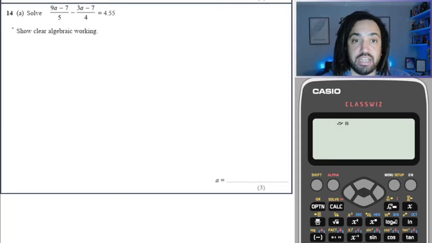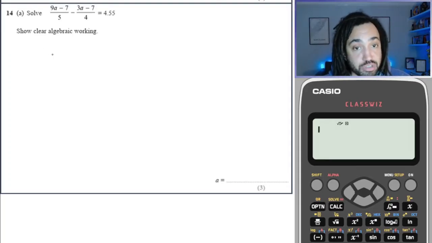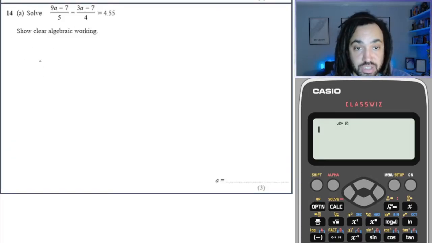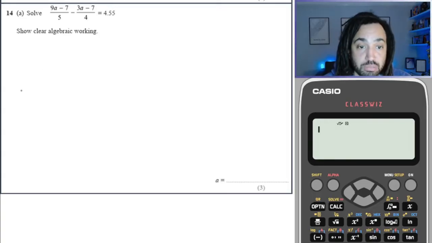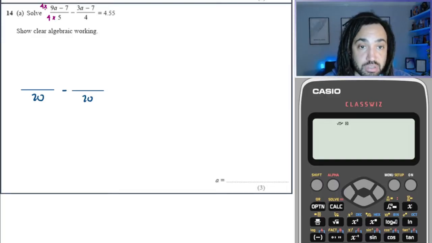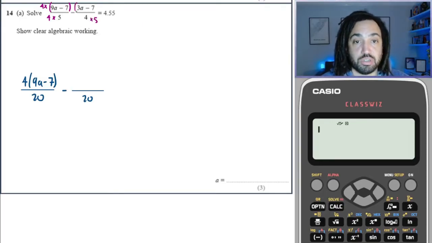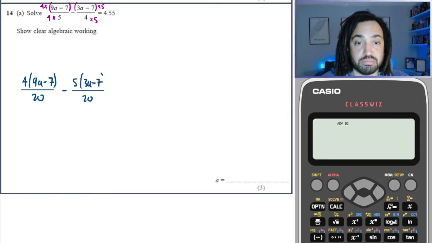Okay, next question is it's an addition or subtraction, so we've got to find a common denominator, and it's an equation as well, so we'll deal with that later. Let's just simplify the fractions first. So the lowest common denominator will be 20, because that is the lowest common multiple of 4 and 5. So this one I'll need to multiply by 4, so I need to do that to the top as well, in brackets, like so. So this gives me 4 lots of 9a minus 7. And then this one I'll need to multiply by 5, and I'll do that to the top as well. So this gives me 5 lots of 3a minus 7.